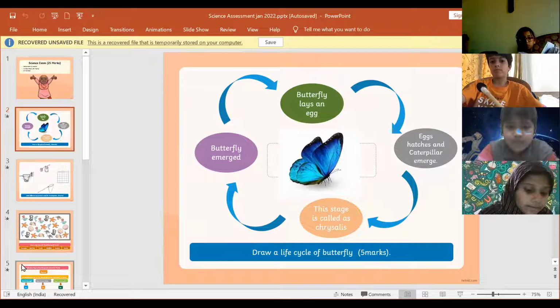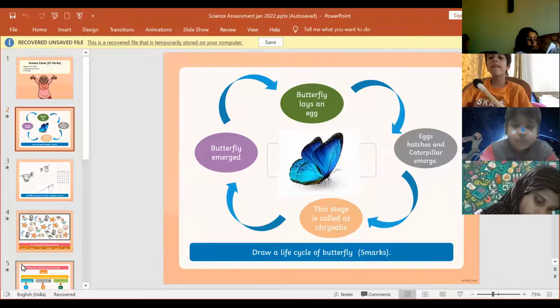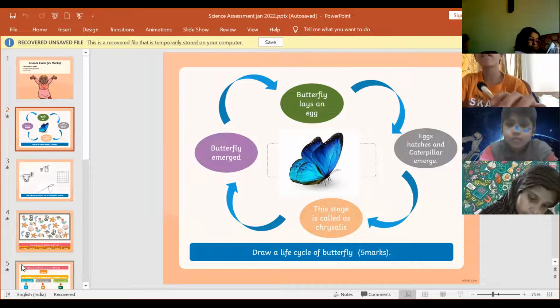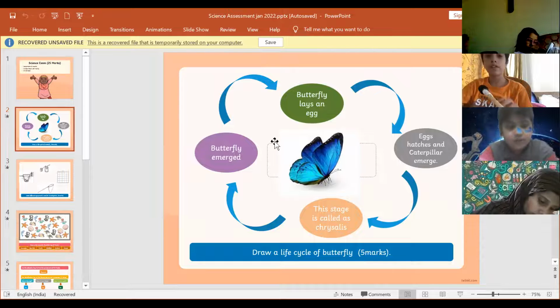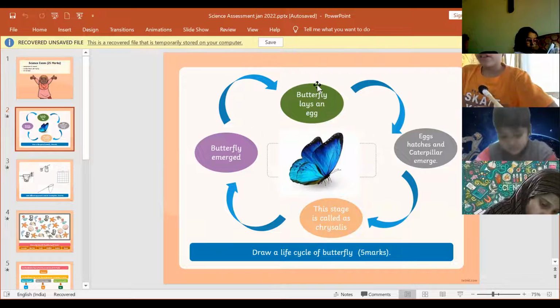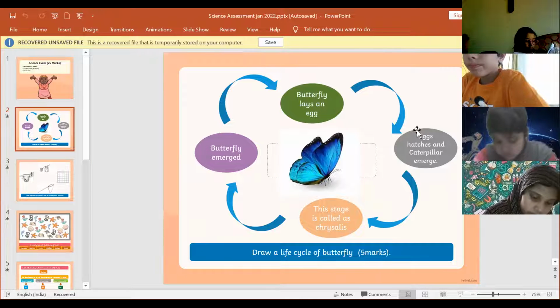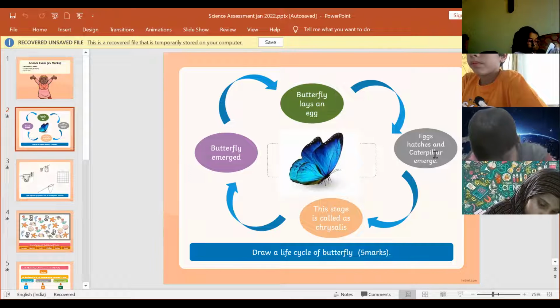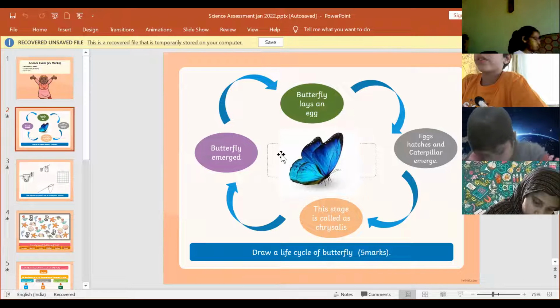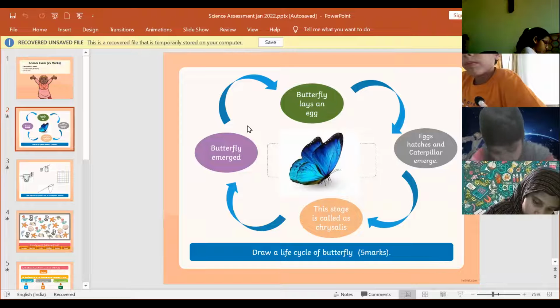Do we have to label? You don't have to label. In the life cycle of butterfly, you have to just draw. Labeling I have already done. For your help, you have to start from butterfly lays an egg. Then you have to draw a picture of egg hatched and caterpillar emerged. So what drawing you are going to make? Then this stage is also called chrysalis. So you have to make chrysalis. Then in the end, butterfly emerged.